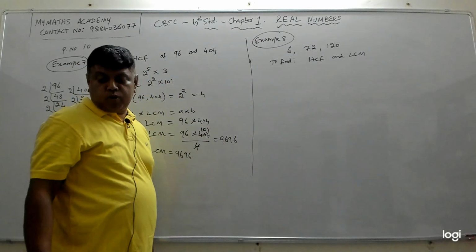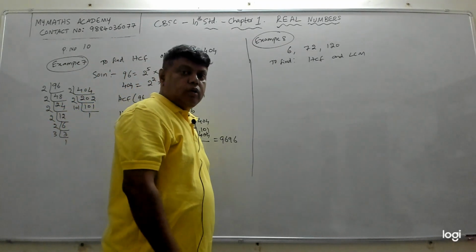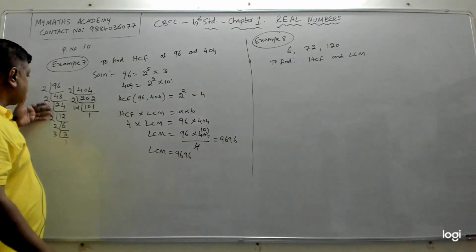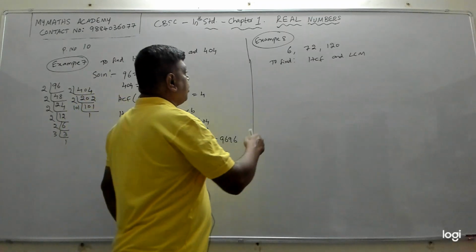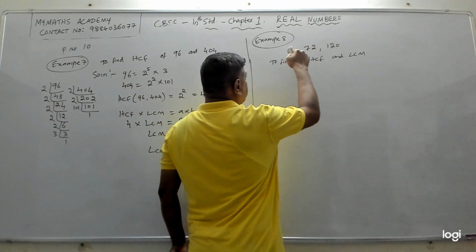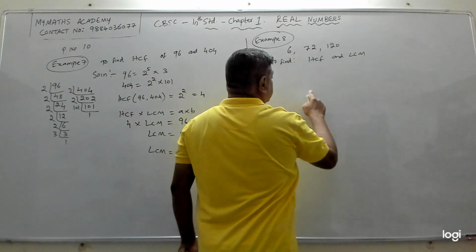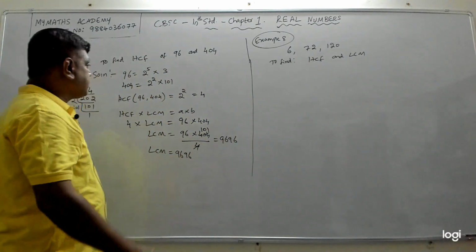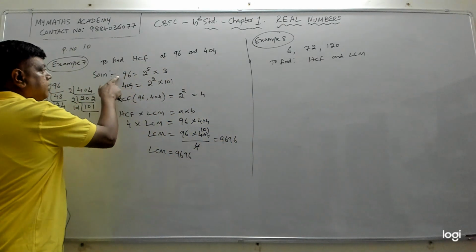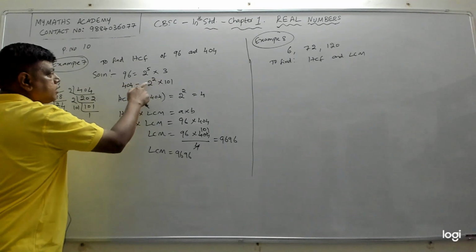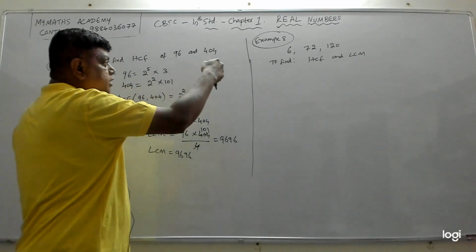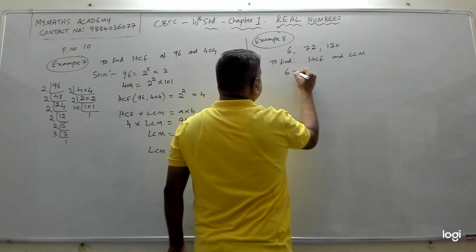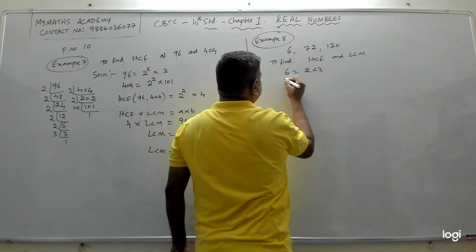This they have given in the book. Using prime factorization method, we should find. Prime factorization method means you have to do it this way. This is called a prime factorization method. Now to find that, we have to express every number as a product of primes like this. Here we had only two numbers, we expressed them as factors of primes. Now we have three numbers, you have to write for each number. So 6 can be written as 2 into 3. 72 can be written as what?